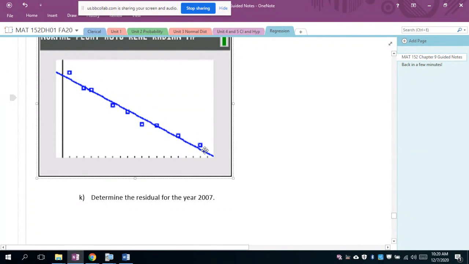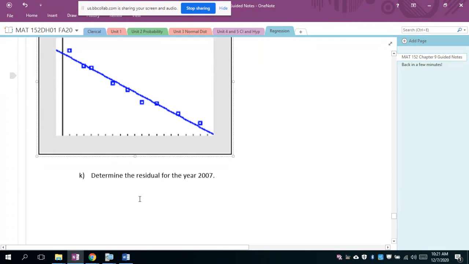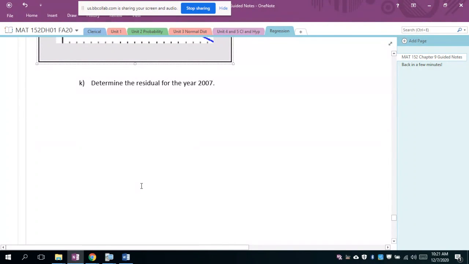With a scatter plot and line of best fit, some of these points are going to be above it, and some of them are going to be below it. So that's all I'm looking for on that one. Now, for 2007, we're going to determine the residual for that. Just hand draw it. Basically, copy it from your calculator. All right, so we need to find the 2007 predicted model.